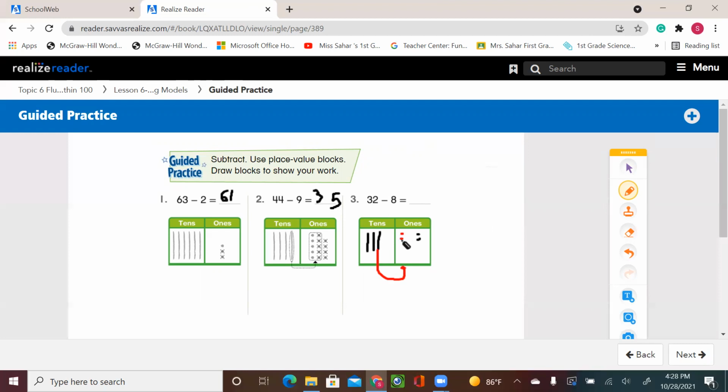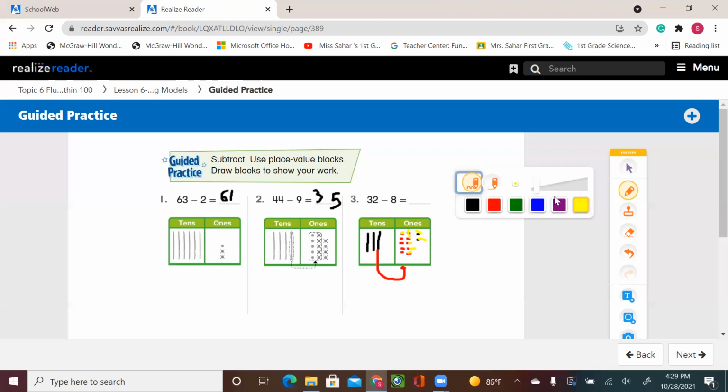So 1, 2, 3, 4, 5, 6, 7, 8, 9, 10, and I had 2 before, so total 12. So 12 take away 8. Very good. Let me use a different color, so I can just cross out 8 ones. 1, 2, 3, 4, 5, 6, 7, 8. Count how many are left? 1, 2, 3, 4.